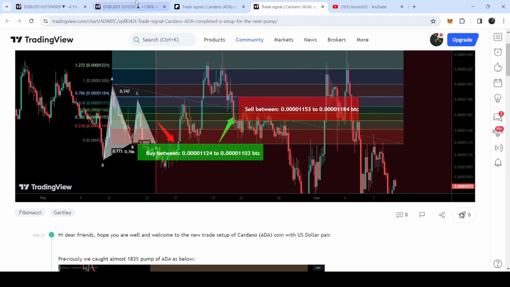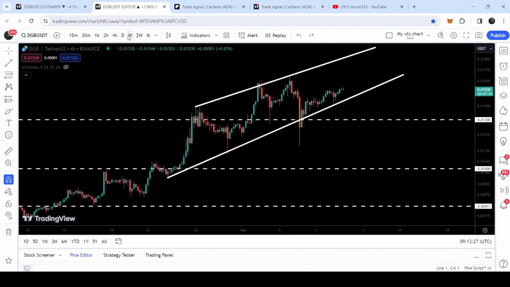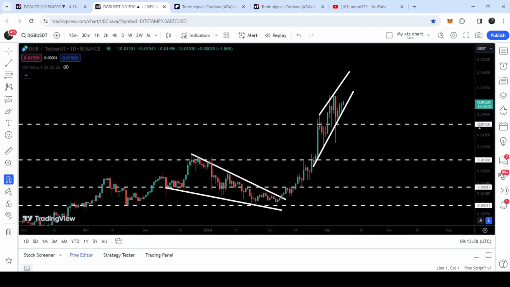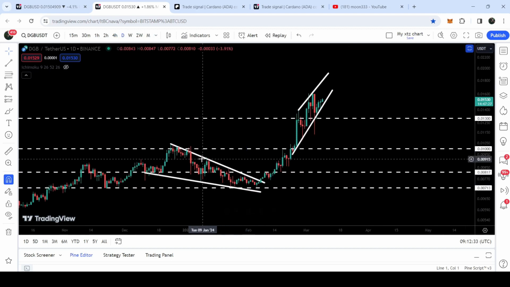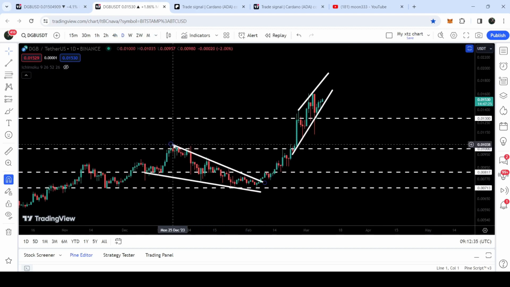Now let me take you to the live chart of DigiByte coin. Previously I was showing you this falling wedge pattern, and I've been telling you that after the breakout from this wedge, it can hit the target at the top of the wedge, approximately at 1 cent. And you can see that the price has rallied beyond that target.